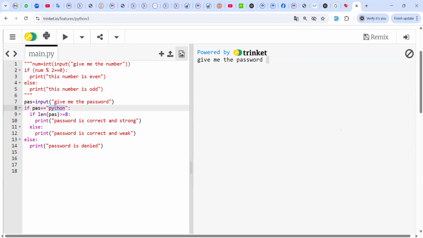If we change this password and we're going to use it, it is correct. Yes, it is correct. Python is equal to Python, but the length of this one is less than 8.